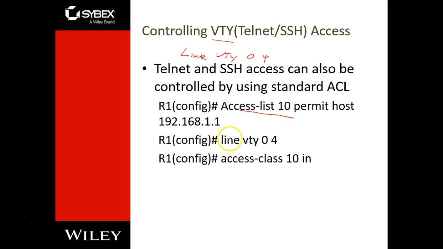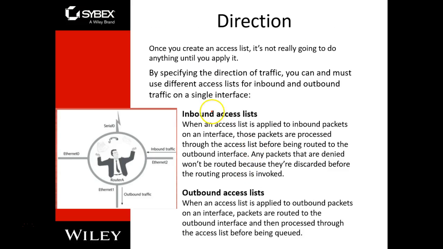And then we would go to the config line vty 0 4. And this one, instead of an access group, is an access class. And we're going to use in because it's going to be coming into the virtual terminals. The direction, and I've got my little guy here, this is the man in the router. I know it's a stupid looking thing, but hopefully it'll help you remember. Inbound traffic is coming into the router, outbound traffic is coming out of the router. And this is for routed traffic.